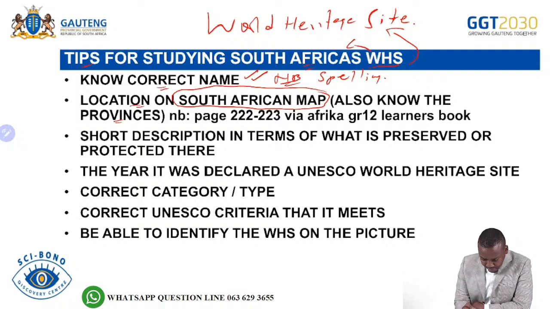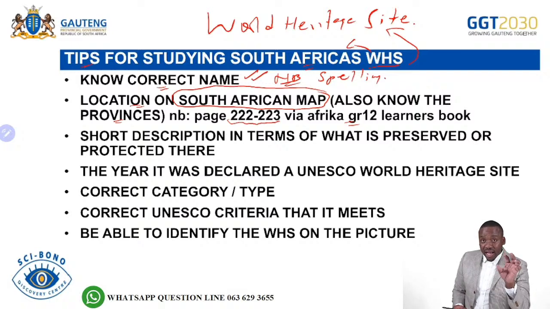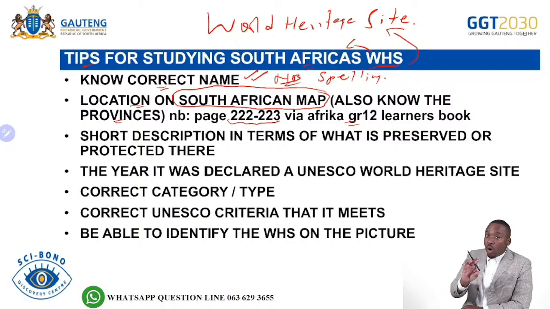Then I said, remember I said some of my sources, I'm using 3 books. When you turn to page 222 and 223 from Via Africa Grade 12 Learner's book, there's a very beautiful map there with so much information about this. But remember I said it only has 8 World Heritage Sites. I will also give you the additional 2 and show you their new locations before we end. So check, do I know the correct name? Do I know the location of each World Heritage Site on the South African map?